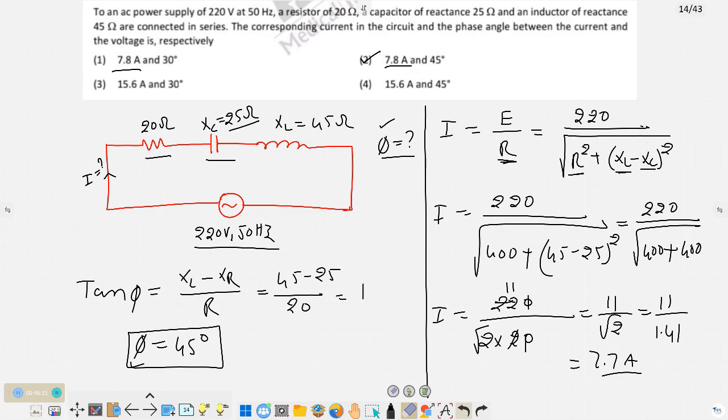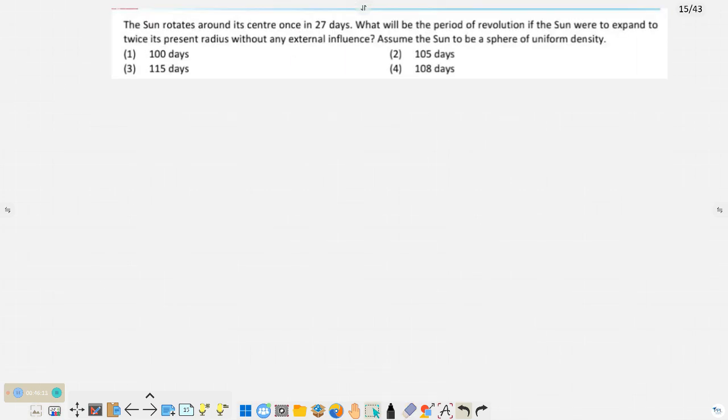The second option is correct. This question is related to gravitation. In the gravitation question, what is given? The sun is given. The sun is rotating about its own axis with a certain angular velocity, and the time period of rotation is given as 27 days in the question.